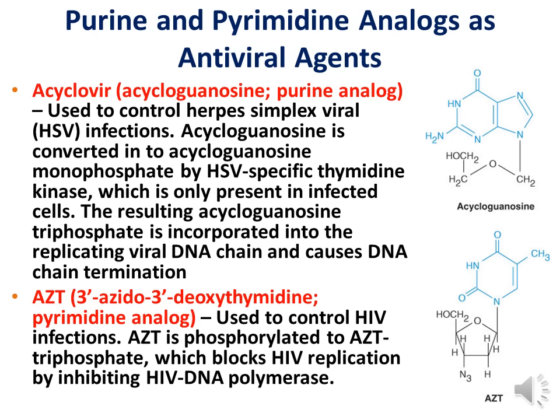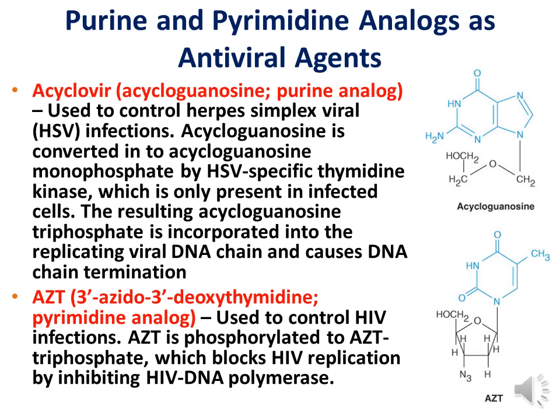Purine and pyrimidine analogs are also used in the control of some viral infections. Acyclovir is acycloguanosine, which is a purine analog. Acyclovir is used in the control of herpes infections. Acycloguanosine is converted into acycloguanosine monophosphate by HSV-specific thymidine kinase, which is only present in infected cells. The resulting acycloguanosine triphosphate is incorporated into the replicating viral DNA chain, and this causes DNA chain termination.